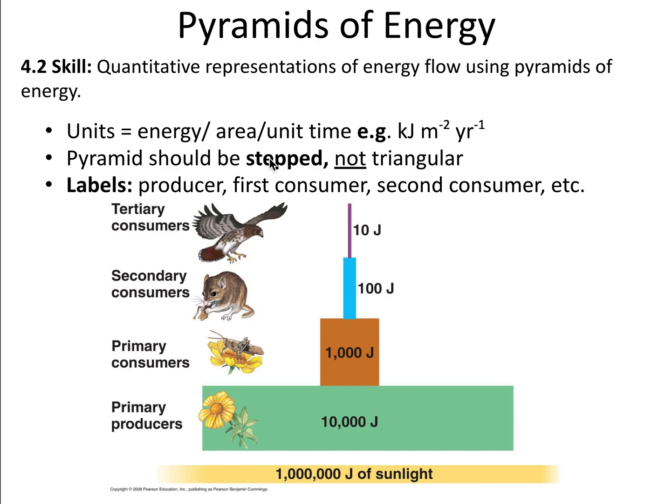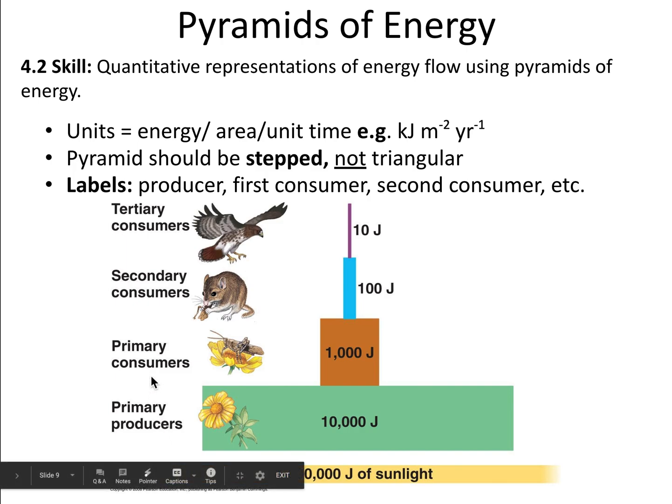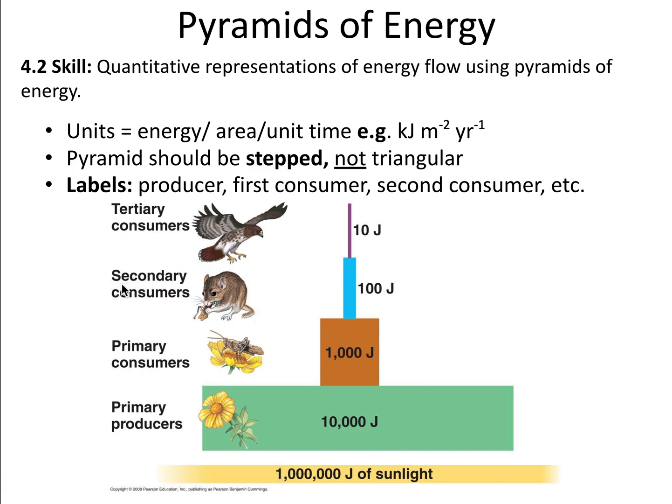So pyramids should be stepped. Notice this is like a step here. These are steps like you're walking up a staircase. They should not look like a triangle. The labels shouldn't say first trophic level, second trophic level. They should say primary producer, primary consumer, secondary consumer, and tertiary consumer.